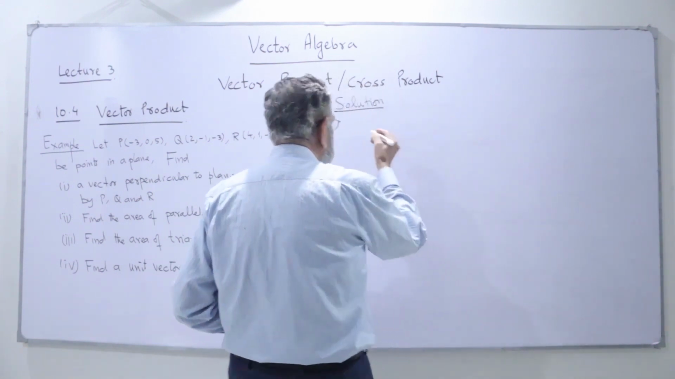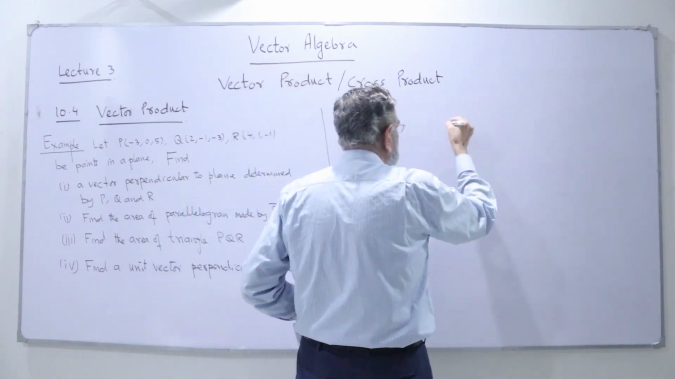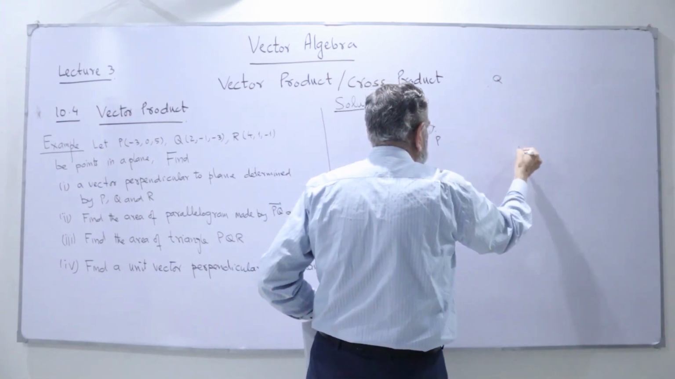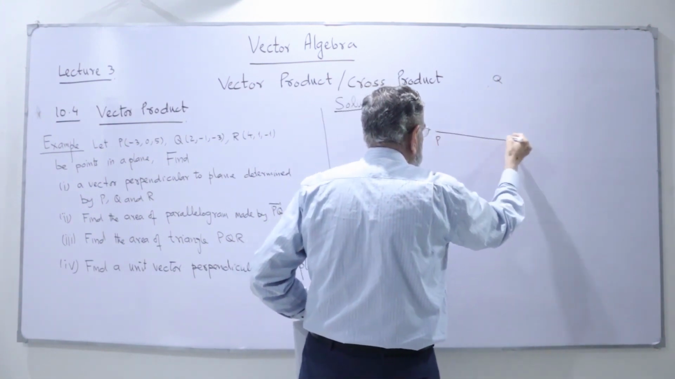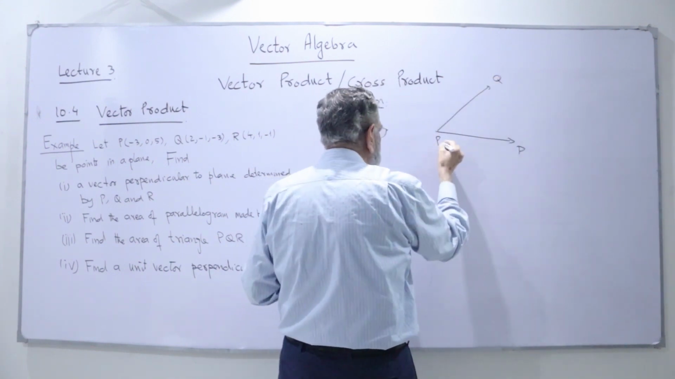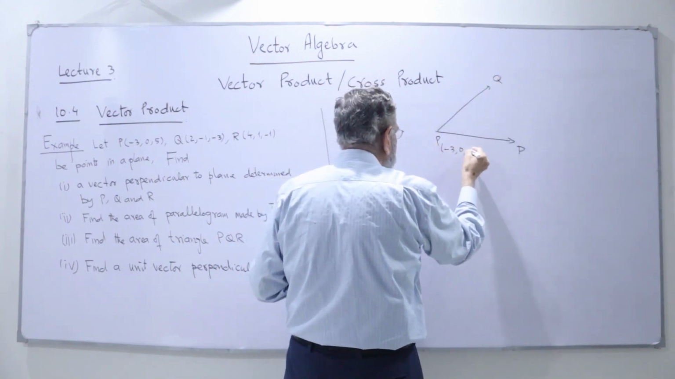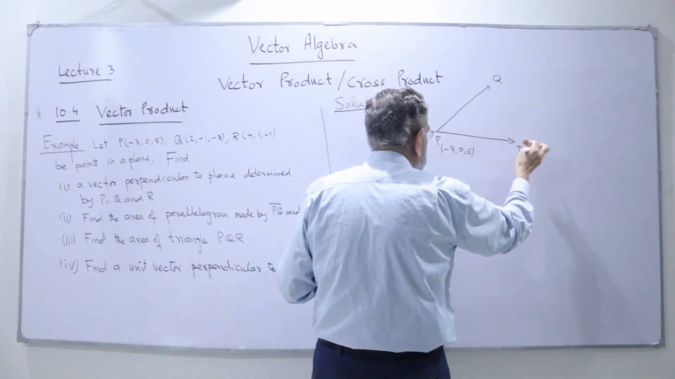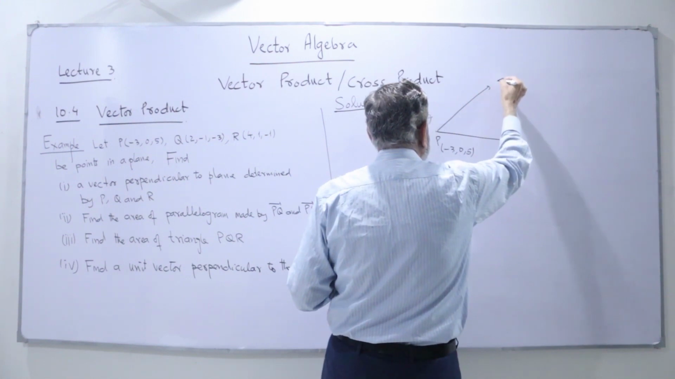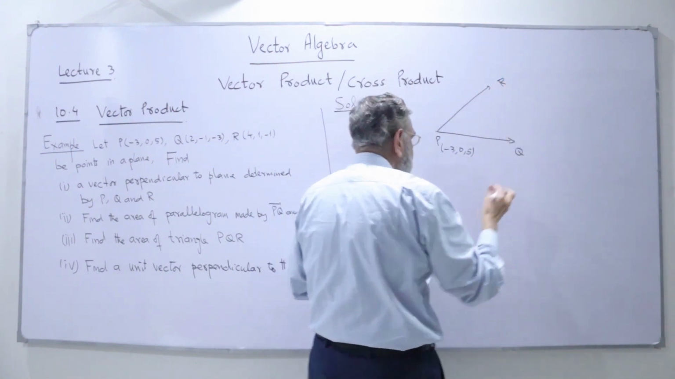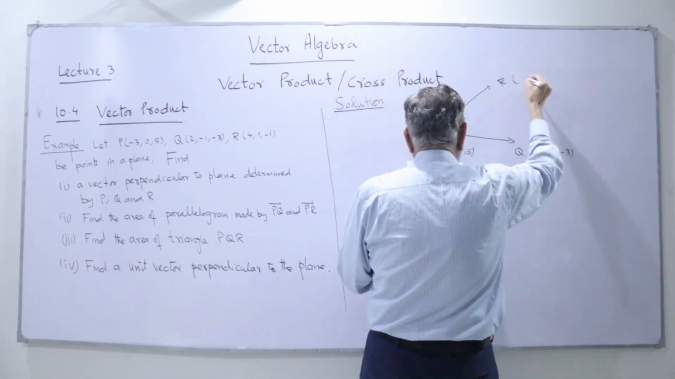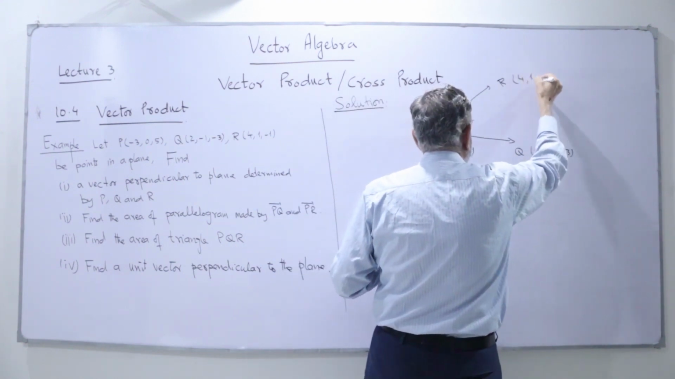We are having here 3 points P, Q, R. This point is point P, this point is point Q, and this point is point R, and I am having here two vectors PQ and PR. The coefficients of point P are 3, 0, and 5. This is my Q, and this is my R. So my Q is 2, minus 1, and minus 3, and my R is 4, 1, and minus 1.